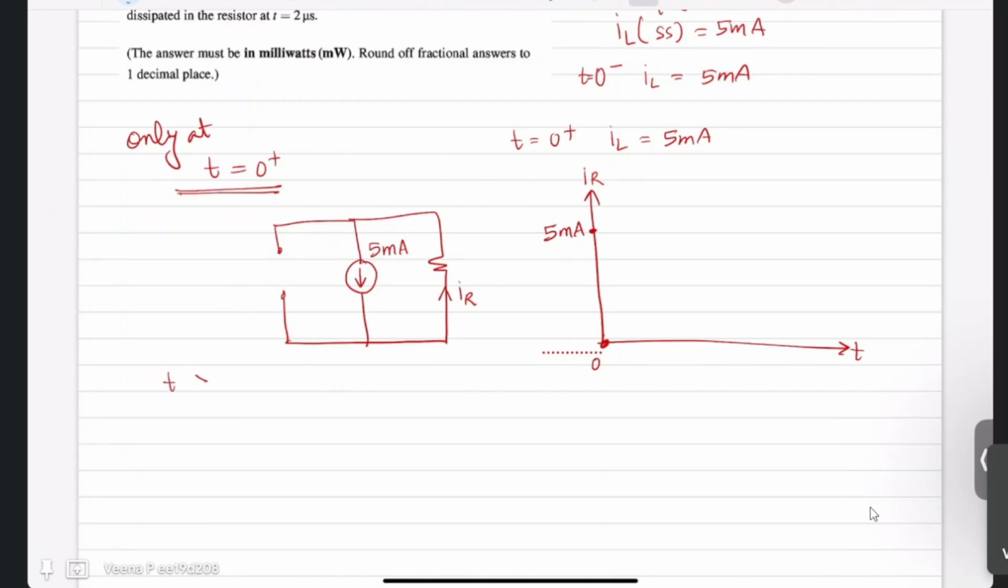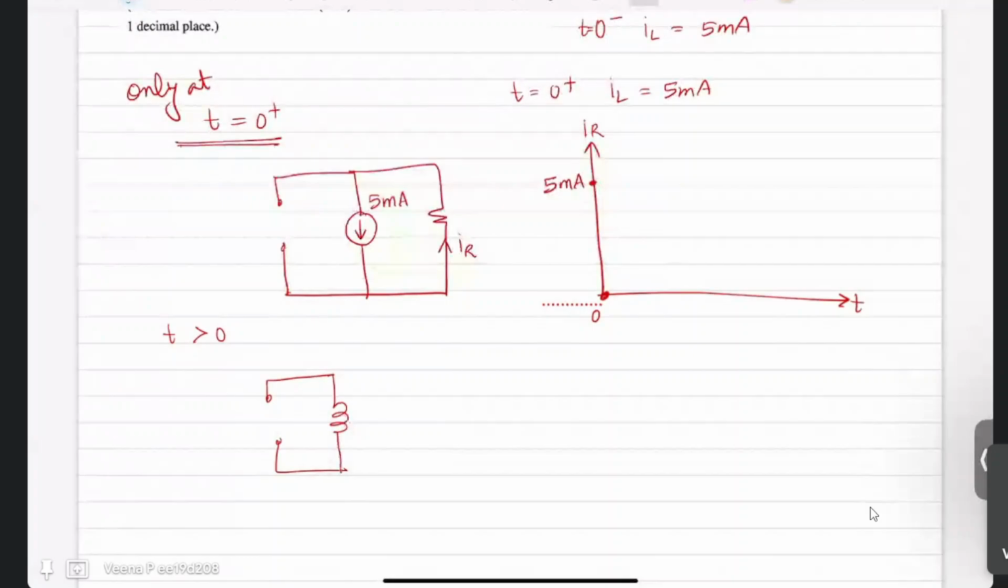Now when t becomes greater than 0, that means greater than 0 plus, your circuit will be back to an inductor with a resistor. So this circuit doesn't have a source. So with logic itself, you know that because it doesn't have a source, the current will die out and become 0. Whatever current is stored in this inductor will keep on going through the resistor until the resistor keeps on dissipating the power. So the current will come down and become 0. So this is your current profile.